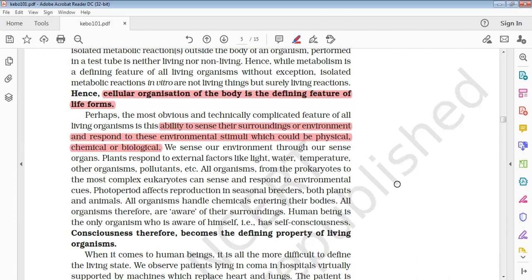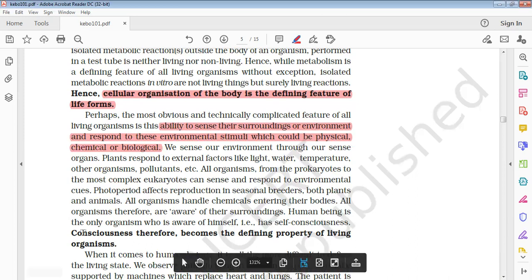Similarly, certain chemicals that enter our body, we will be having certain sort of reactions. So consciousness becomes the defining property of living organisms. We can give a single term for all these, that is the ability to sense their surroundings or environment and respond to these environmental stimuli, which could be physical, chemical, or biological. We can give a single term for that, that is consciousness.